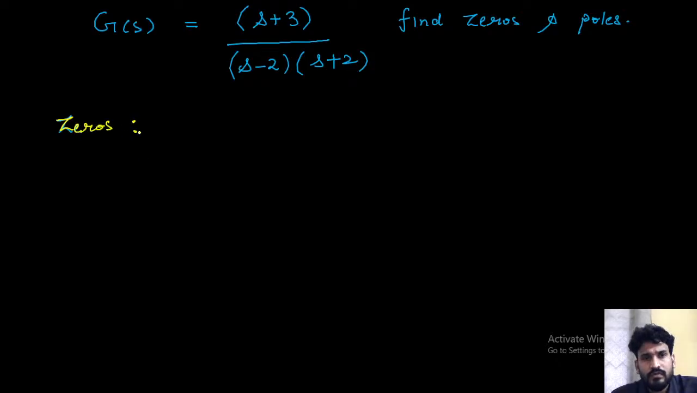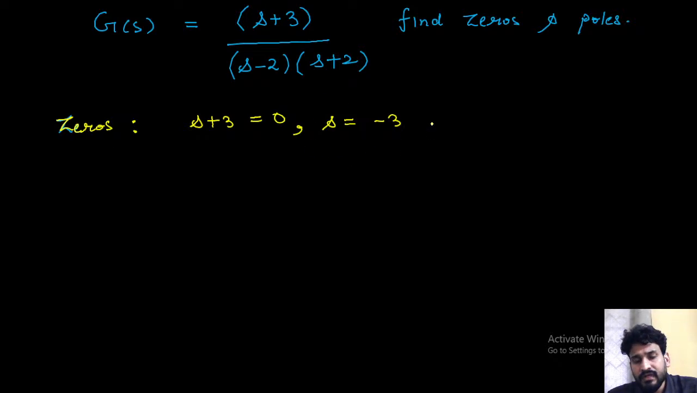For zeros, you have to put the numerator as 0. S plus 3 is equal to 0. Correct? So what is the value of s? S is equal to minus 3. So this is the root of the numerator, which is called a zero.